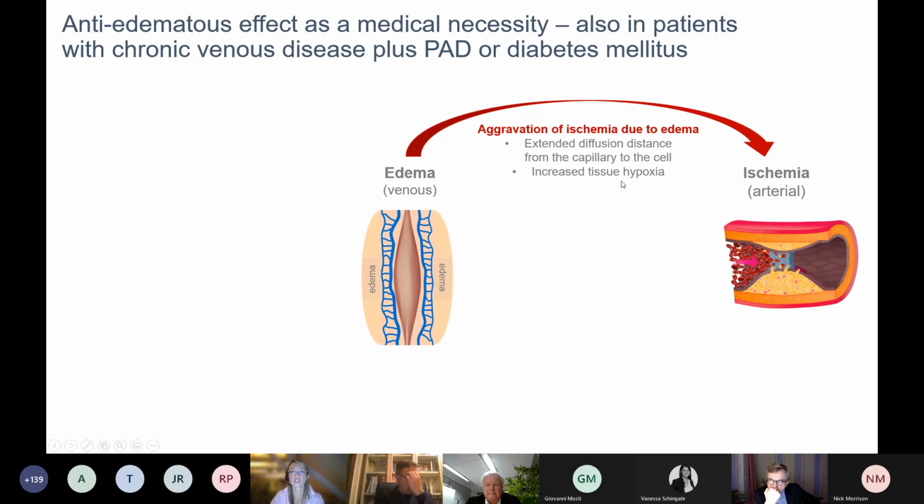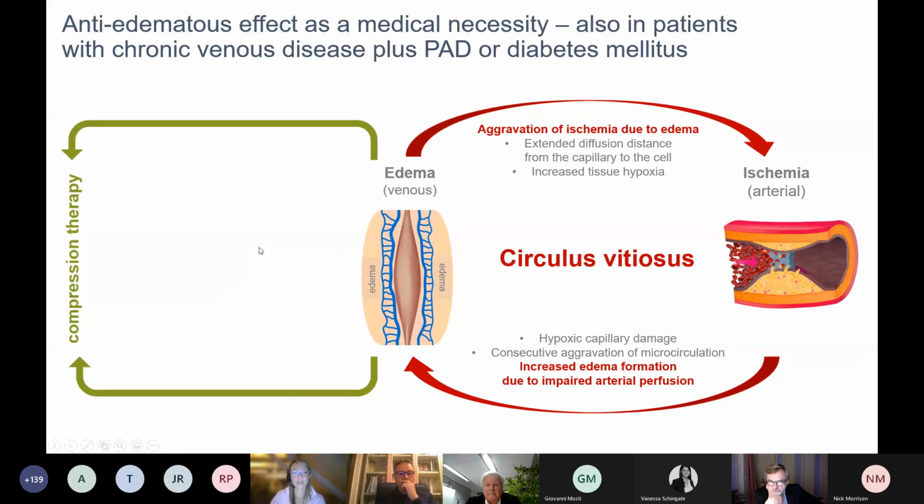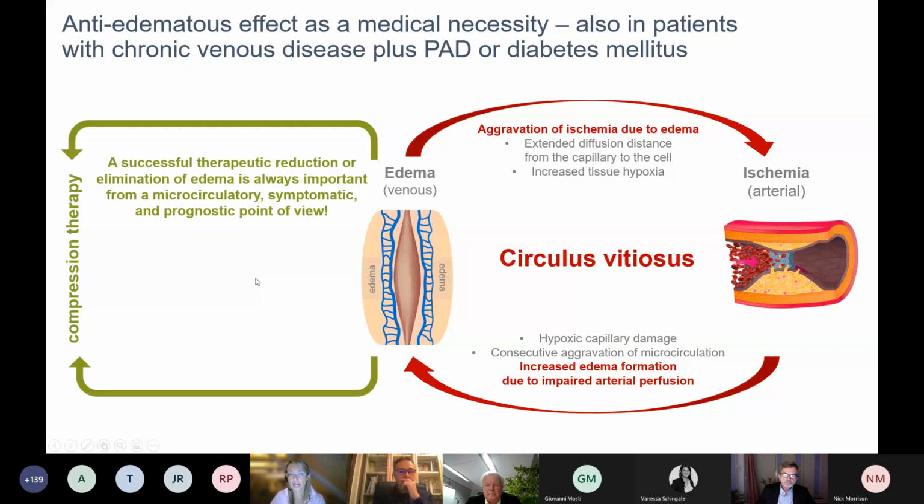Because when we have an edema, then also ischemia can increase, and it was already mentioned by Dr. Mosti in the current presentation, because this is due to this extended diffusion distance from the capillary to the cell, which then results in an increased tissue hypoxia. And on the other hand, an impaired arterial perfusion might further increase edema due to the hypoxic capillary damage. And in order to get out of this vicious circle, we need really compression therapy, and we need a successful therapeutic reduction of the edema, because this is important not only from a microcirculatory and symptomatic point of view, but also from a prognostic point of view.